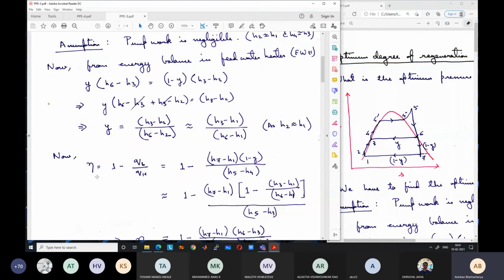So then what is the efficiency? Efficiency can be written as 1 minus heat rejection in the condenser by heat addition in the boiler. Before that, I will ask you one question. Why does an optimum point exist? Why does an optimum point of efficiency exist?